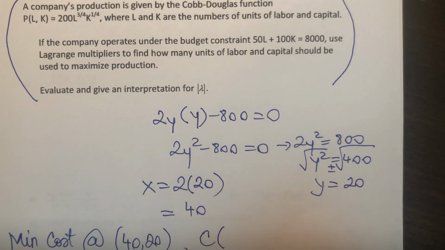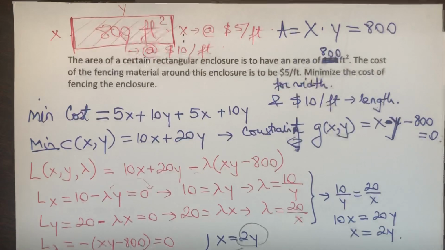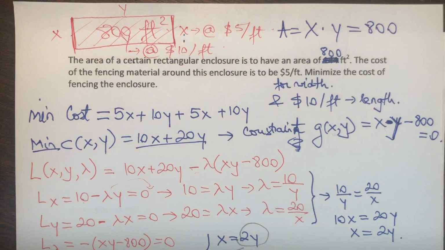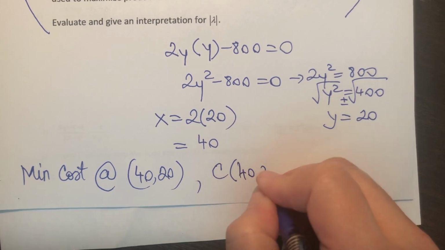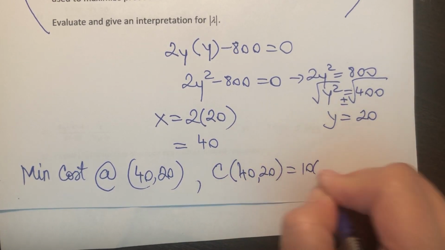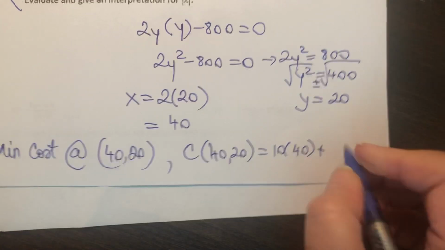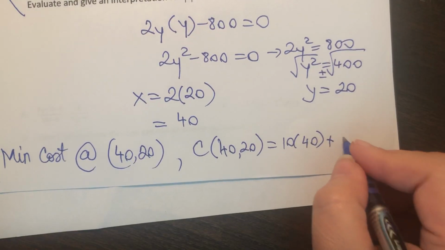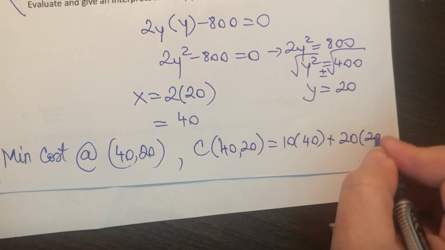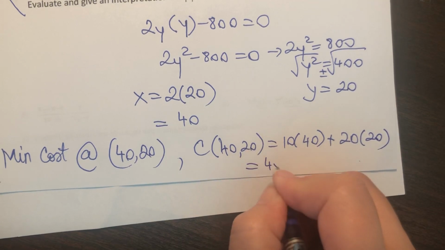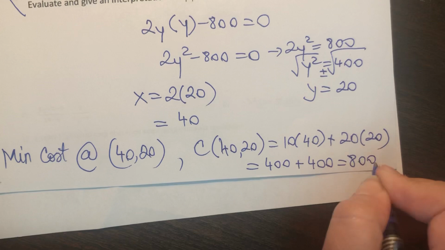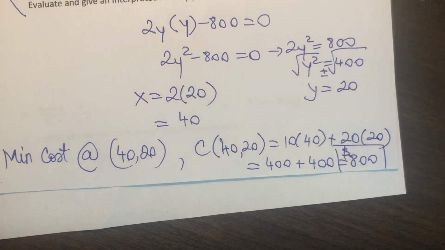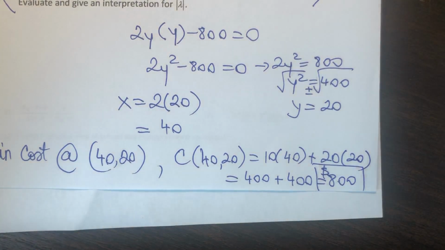And remember, what was the cost function? The cost function right here was 10x plus 20y. So 10 times 40 plus 20 times 20. So that's 400 plus 400, which is $800. Okay, so that's the minimum cost for it.